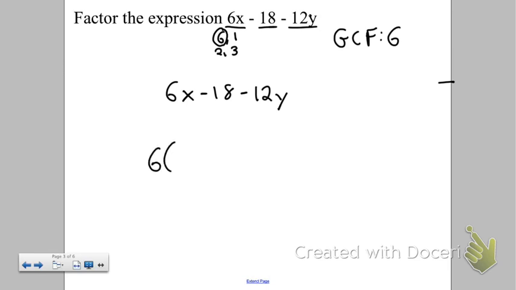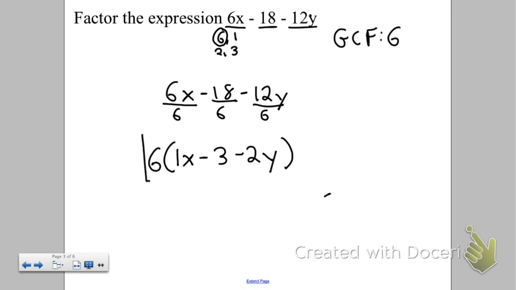I have my expression, 6x minus 18 minus 12y. I'm going to factor out my 6, so I divide each term by 6. 6 divided by 6 is 1, and then I just bring down the x. Negative 18 divided by 6 is negative 3. Negative 12 divided by 6 is negative 2, and then I bring down the y. So this would be my factored expression for my original expression.